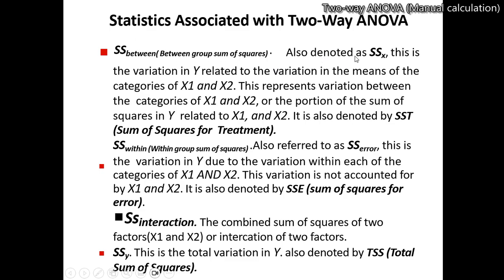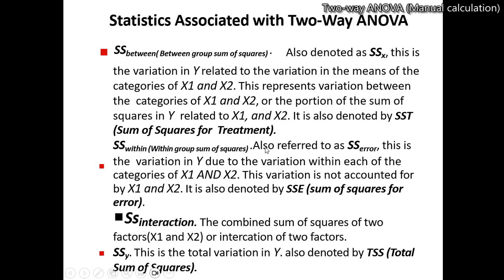Sum of squares for x1 and x2 is the variation in y related to variation in the means of categories of x1 and x2. This represents variation in the categories of x1 and x2, or the portion of the sum of squares of y related to factors x1 and x2. It is also denoted by SST, that is, sum of squares for treatment.